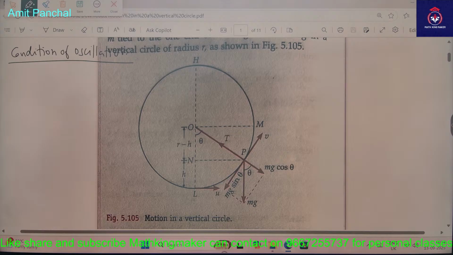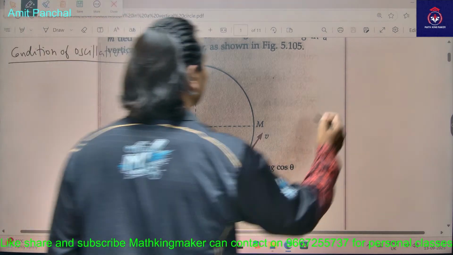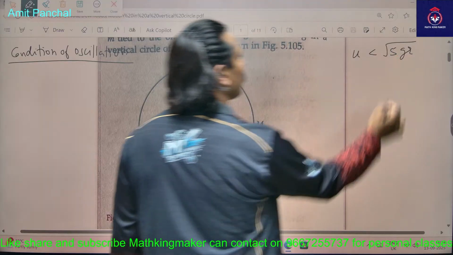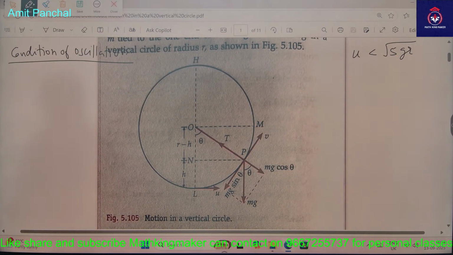Suppose the velocity of the body becomes 0 at the height h. First of all, u must be less than the square root of 5gr. Then only these two things will happen.